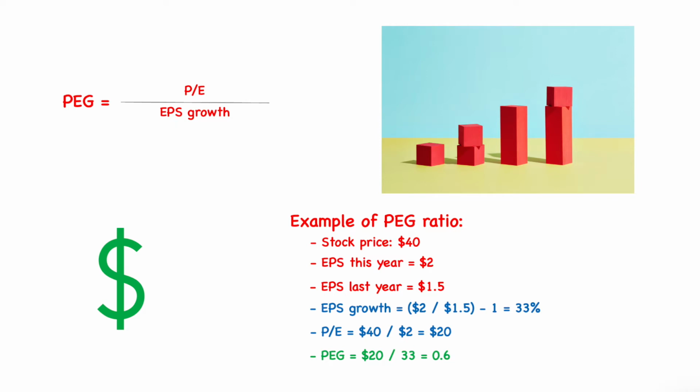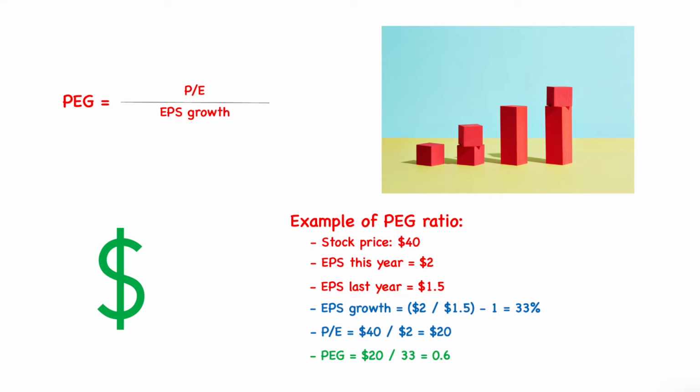Once you have found the PE ratio, you need to find the EPS growth. To find the EPS, you can simply divide the company's profit by the number of shares outstanding. So to find the EPS growth, you need to look at the EPS for previous years to compare. The ratio can be calculated using 1-year, 3-year, or 5-year expected growth rates.